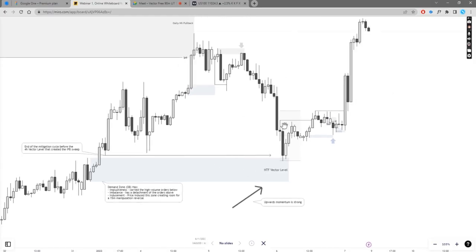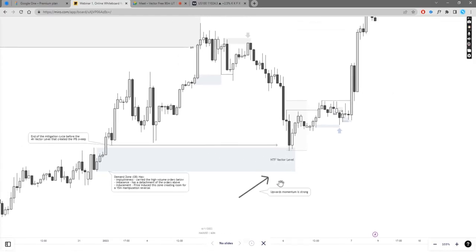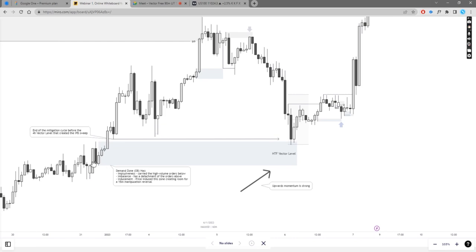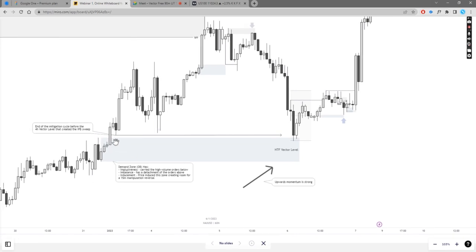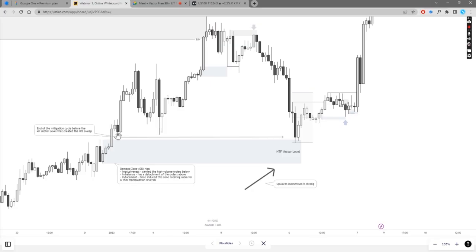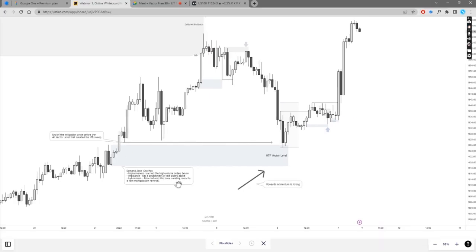But in this case, it followed our rules of being a reversal, okay? So this demand zone has impulsiveness because it carried those orders, has imbalance in there, and it has inducement that's just formed above that imbalance, okay?